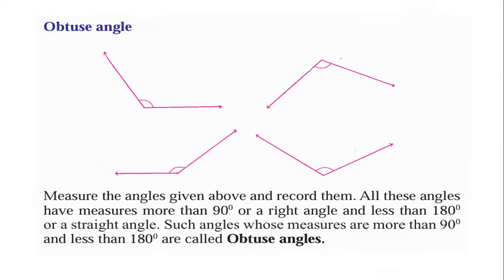Next, obtuse angle. Measure the angles given above and record them. All these angles measure more than 90 degrees, or a right angle, and less than 180 degrees, or a straight line. Such angles whose measures are more than 90 degrees and less than 180 degrees are called obtuse angles.